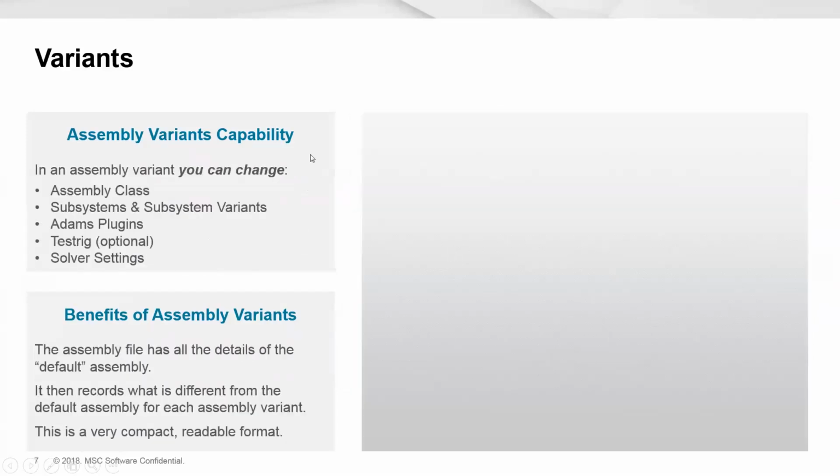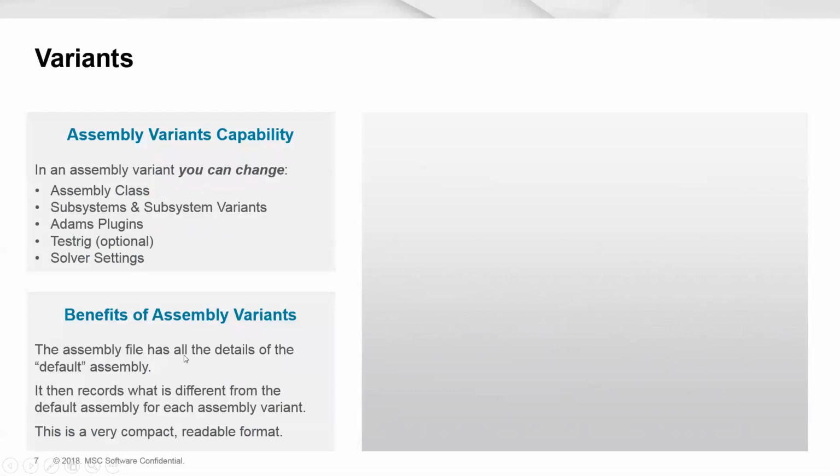So the assembly variant capabilities also allow you to, in summary, I should say, they allow you to change the assembly class, allow you to change subsystem and subsystem variants that are part of that assembly. They allow you to change the plugins that are active for a particular assembly variant. You can optionally specify a test rig or not. And the solver settings that are the defaults for that assembly are also part of an assembly variant.